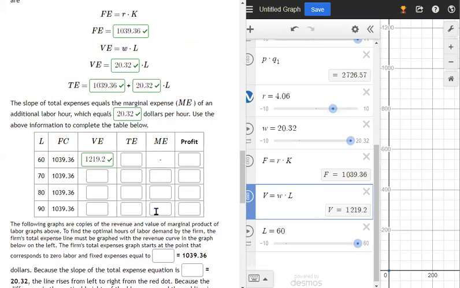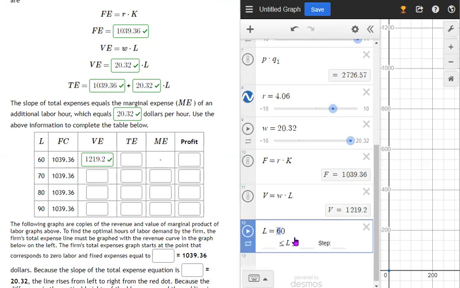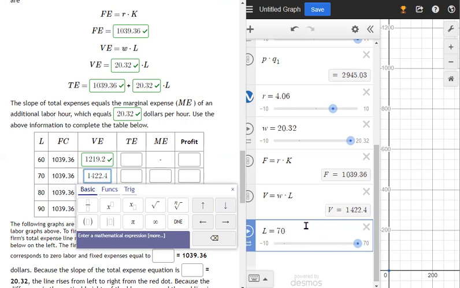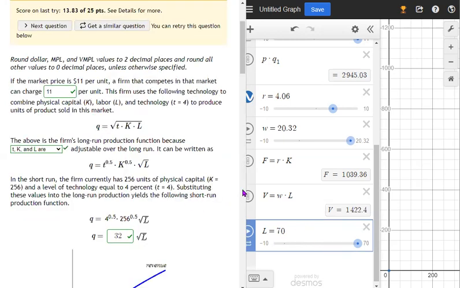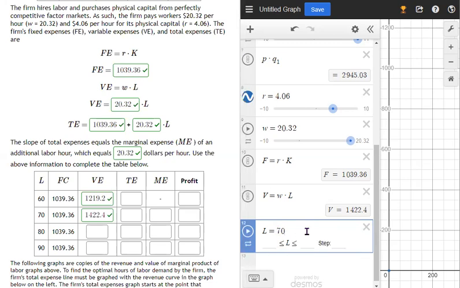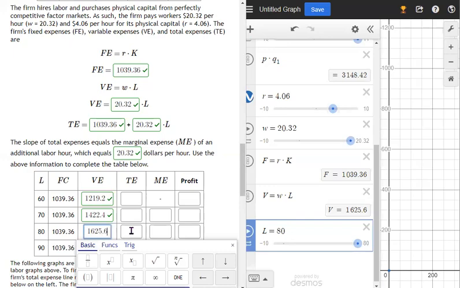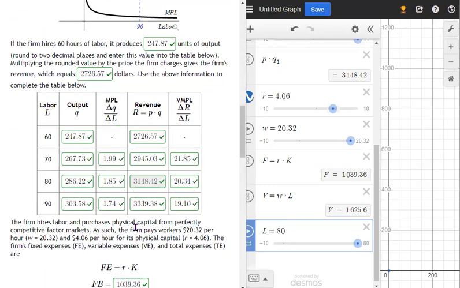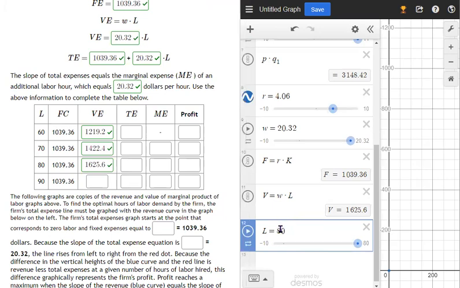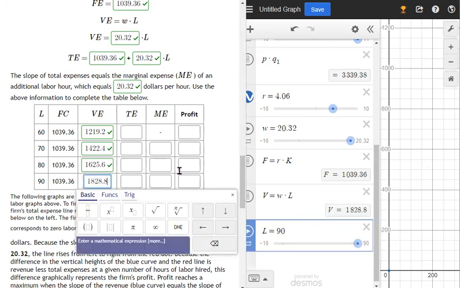Now, if I increase my labor to 70, my variable expenses go up, right? My variable expenses go up to 1,422.4. Go to 80. My variable expenses continue to rise. And then 90.